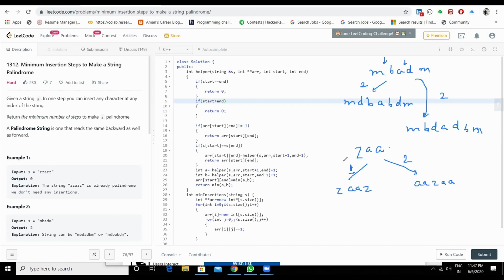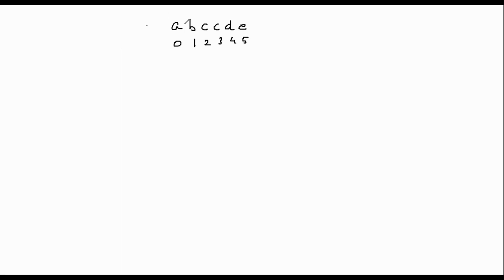So let's move to the approach. How will we approach this code? Suppose this is a string which is given to you, A B C C D E, and this is the indexing which I have done according to C++. So we need to find the minimum number of insertions that would make the string a palindrome. So as you can see, A, B, C, C, D, E.